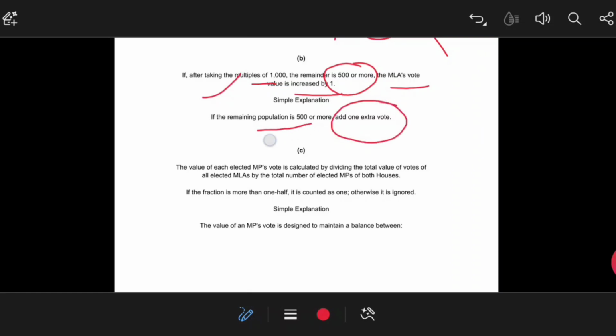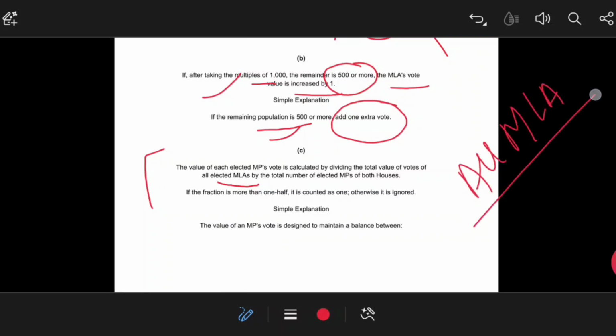That is the simple meaning. Now clause C is about how the value of one MP's vote will be calculated. It is simple: the total number of votes of all elected MLAs of all the states, divided by the total number of elected MPs. So you can find the value of the vote of one MP by dividing the total votes of MLAs by the total number of elected MPs.